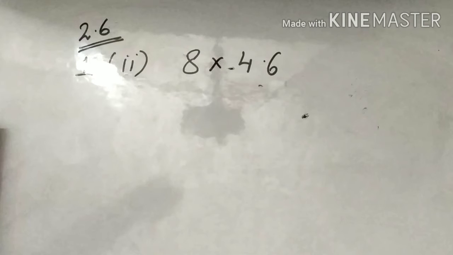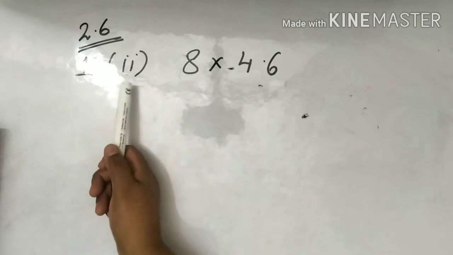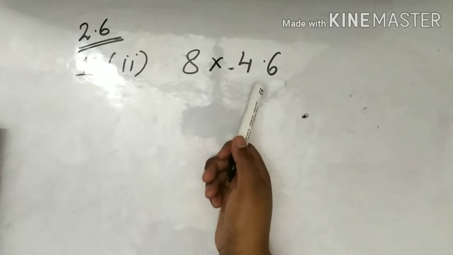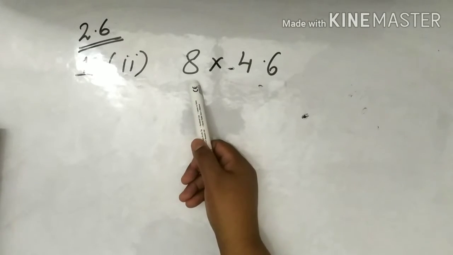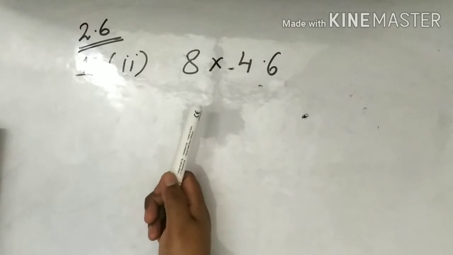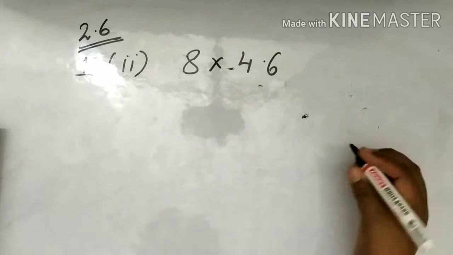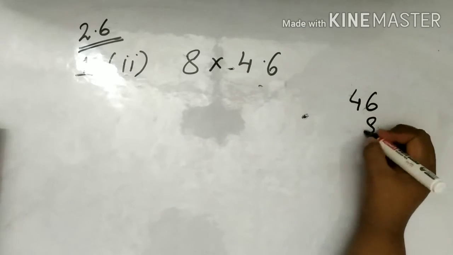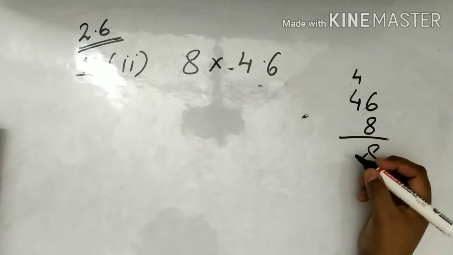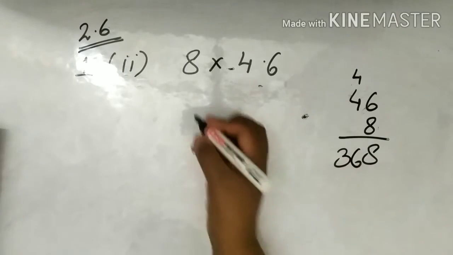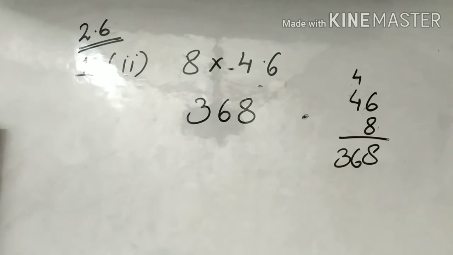The first question. So in the exercise 2.6, the first question, second part states to multiply 8 with 4.6. So we have to multiply a decimal number with a whole number, right? So as the rule says, firstly we'll multiply these 2 numbers removing the decimal and then find the product. So we have to multiply 46 with 8. 48, 36. So we have got the multiplication as 368. Now we have to place the decimal.